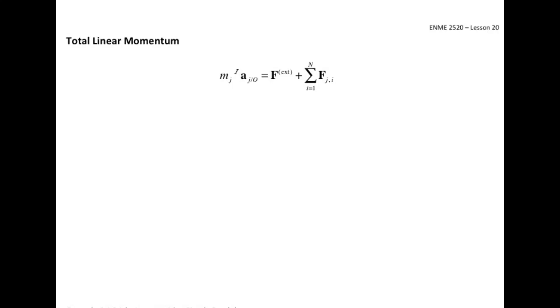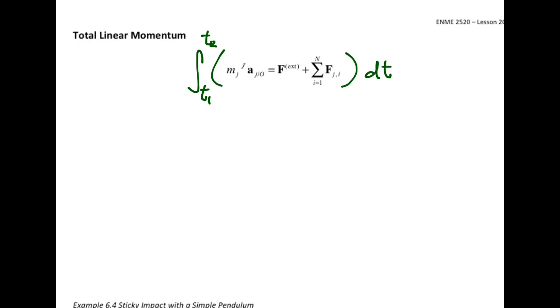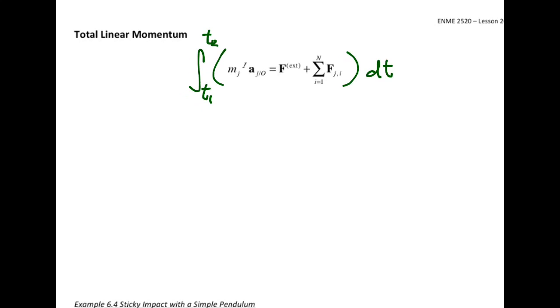Recall that we did that simply by taking the integral of everything from time 1 to time 2, integrating over time. Just as a reminder, we're only doing this for a single particle right now. What we get out of this is our momentum equation for this particle, where we keep our external forces and our internal forces separate. We didn't do that before, so this is a little bit new.